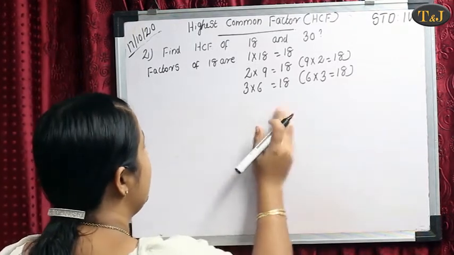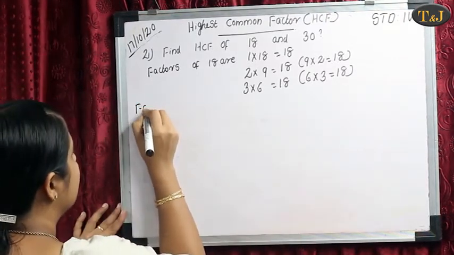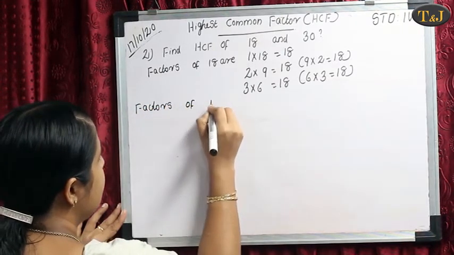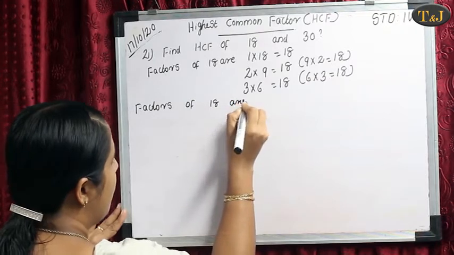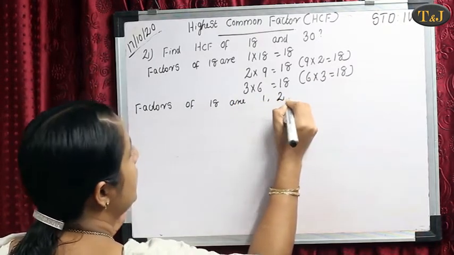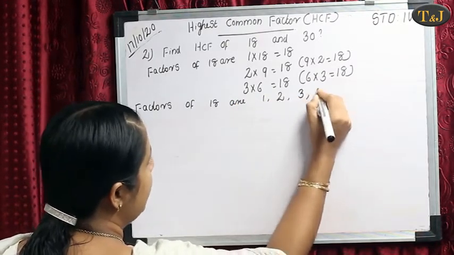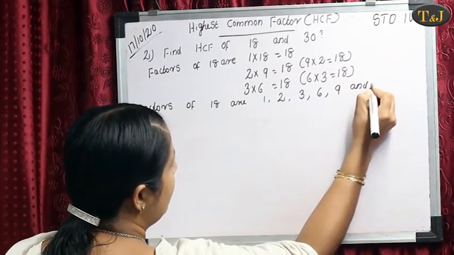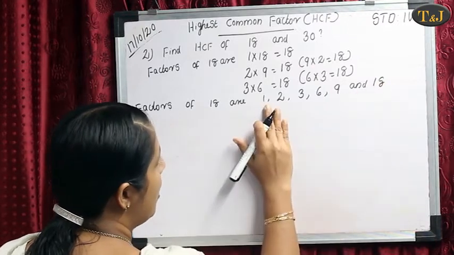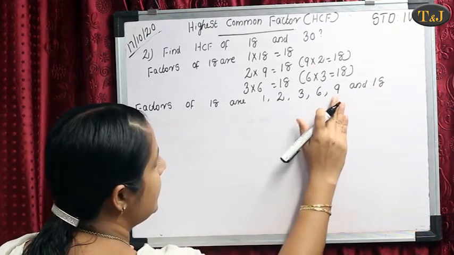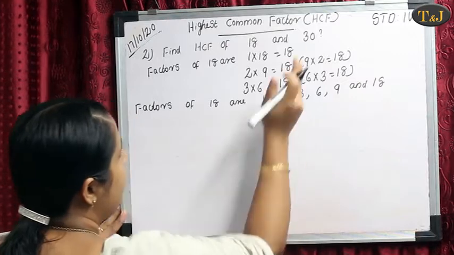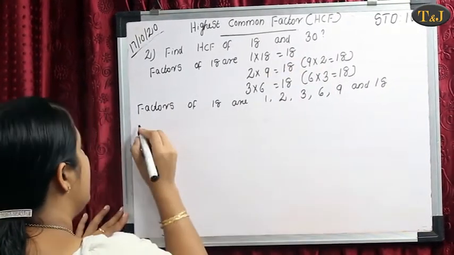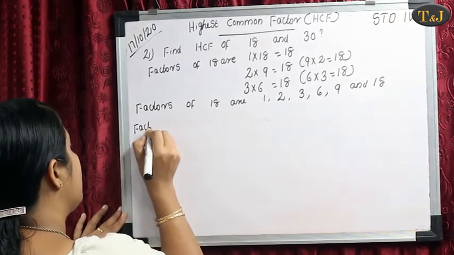So the factors of 18 are 1, 2, 3, 6, 9 and 18. Next we want to find the factors of which number? 30. So the factors of 30.